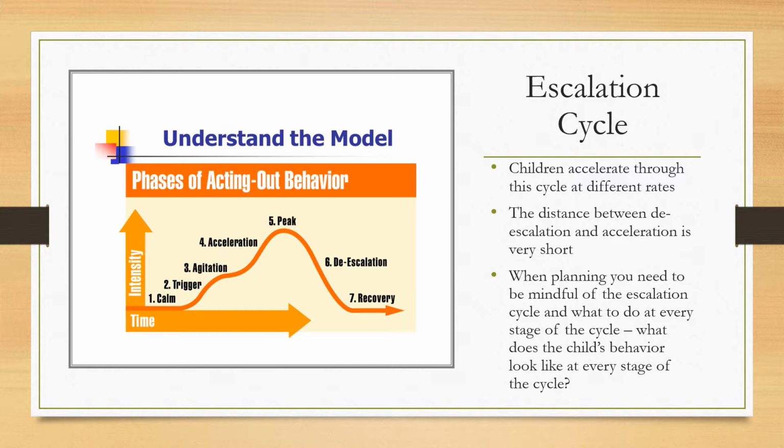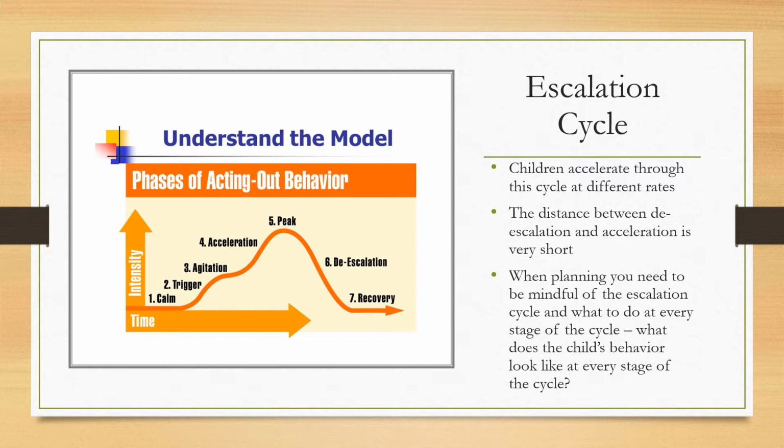What does it look like when a child's becoming agitated? How do we know they've gone from calm to agitated? What is their body doing? What kind of things do they say? What does their behaviour look like? And then what can you do at this point to get them back to calm?